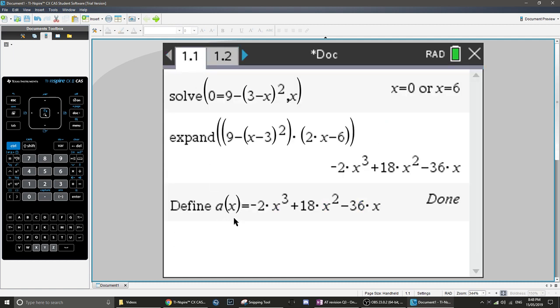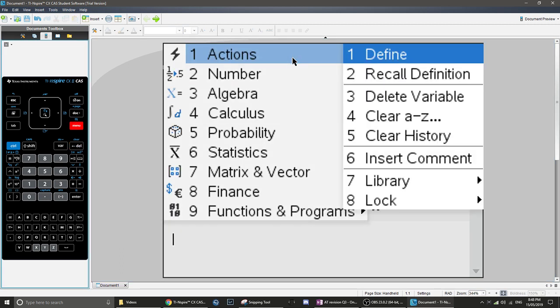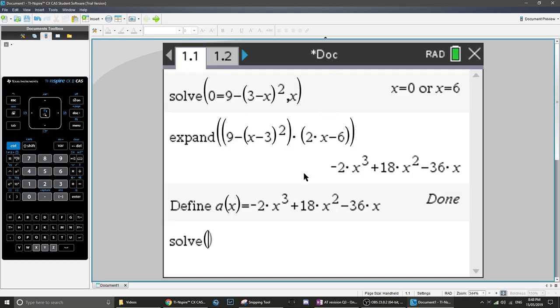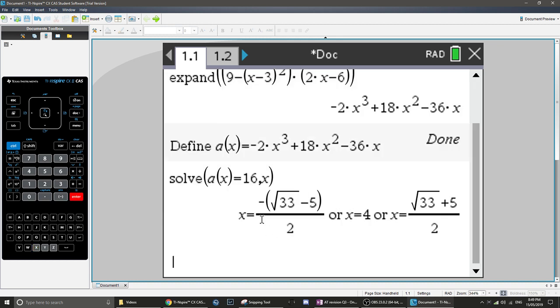So we go back to here. We've defined this A of x. So we're going to go menu, algebra, solve when A of x equals 16. Just like I said, our area is equal to 16. I'm going to solve for x when that occurs. Hit enter. Okay, and that gives us this value.